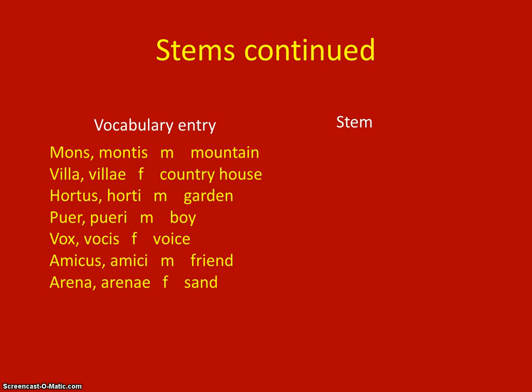Okay, so your stems. For mons montes, we said you take your genitive and you remove the -is, so your stem is mont. Villae, you remove the ae. Horti, you remove the i. Pueri is also the i. Vox vocis, you're removing the -is. Amici the i, and arenae the ae.